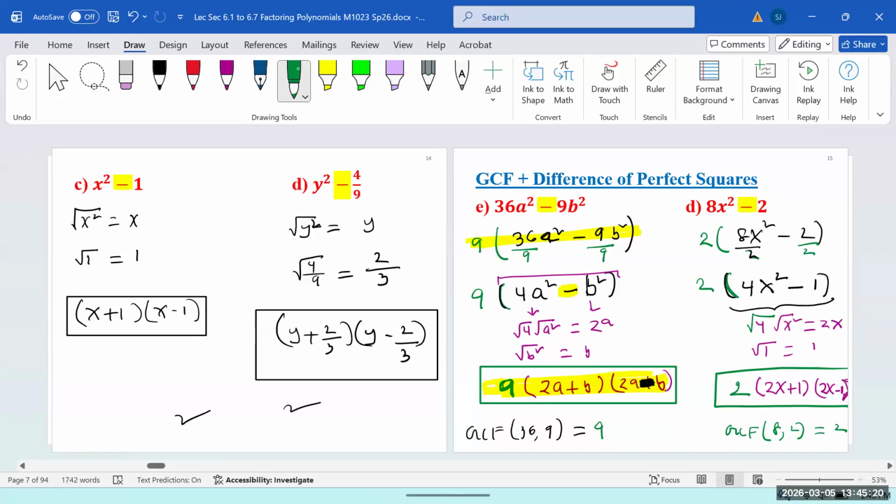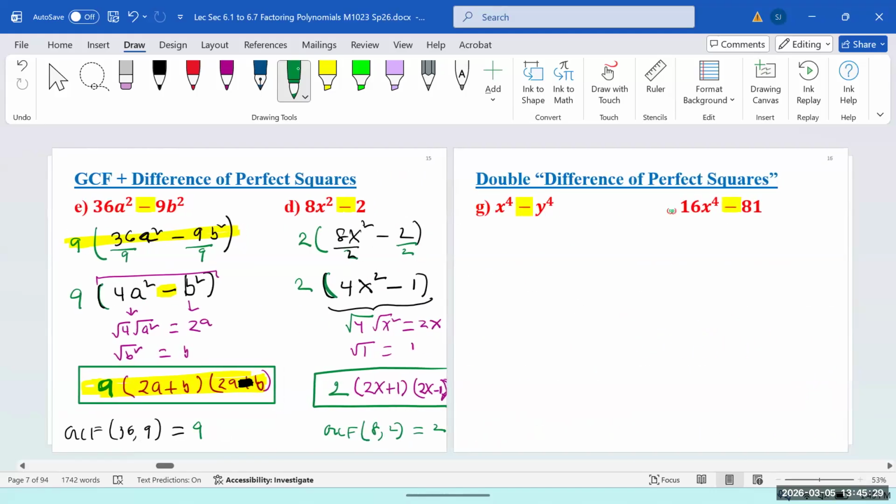Is anybody lost yet? Not yet. Then we are going to go a little bit more advanced. It's a little bit more because it's not a power of 2 anymore, it's a power of 4. But it still doesn't matter. Remember I said anytime you have a minus sign and any even power, it's a difference of perfect squares. 4 is a perfect square number. So we do the difference of perfect squares twice. This is an example of a double difference of perfect squares. You will see.